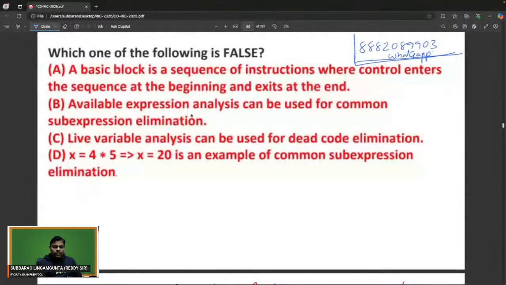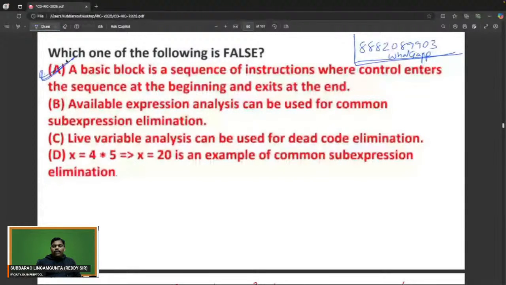Yeah, let's start now. Today's class, first problem. What is the answer of this? Which one of the following is false? A basic block is a sequence of instructions where control enters the sequence at the beginning and exits at the end. I think everyone knows it is a true statement.